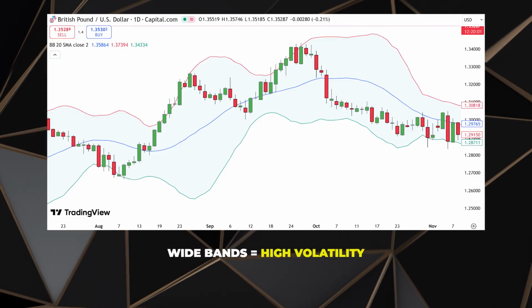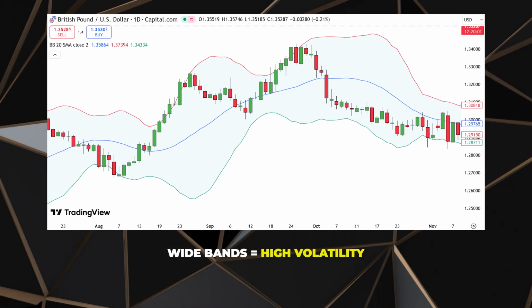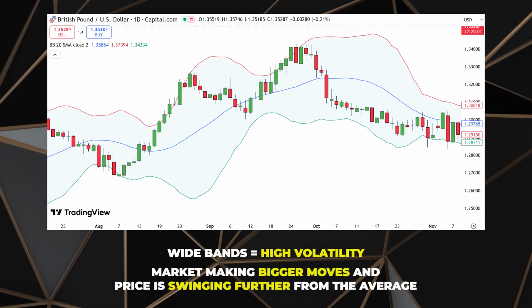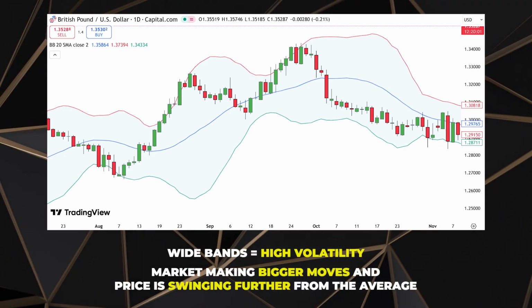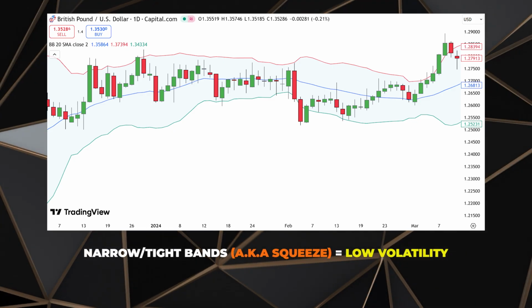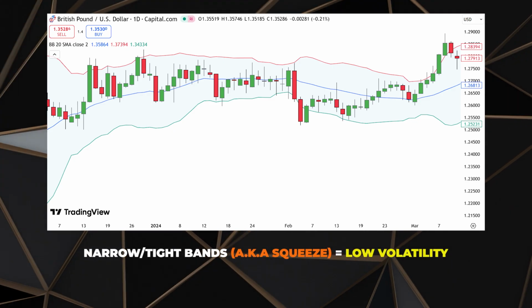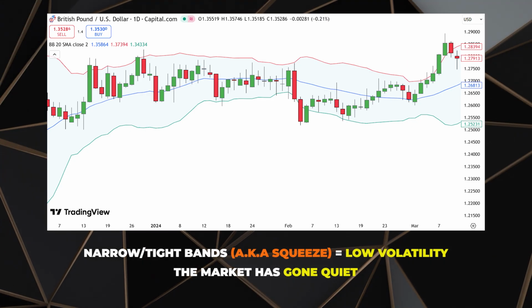When the bands are wide apart, volatility is high. The market is making bigger moves and price is swinging further from the average. When the bands are narrow and tight, sometimes called a squeeze, volatility is low. The market has gone quiet.